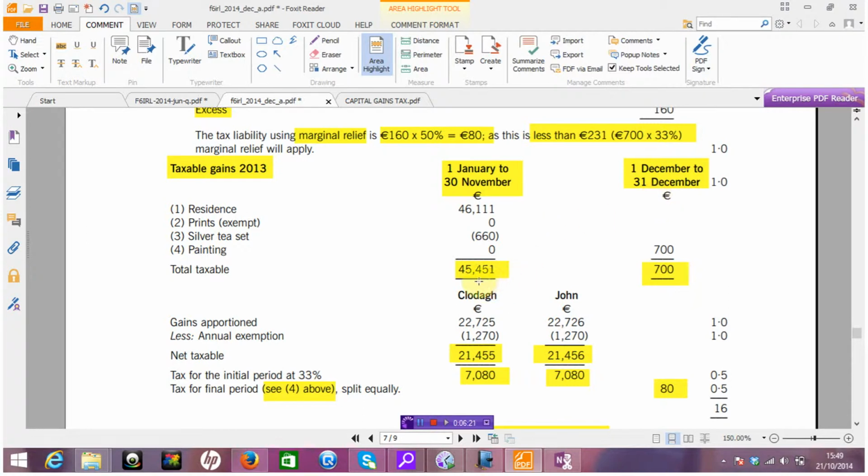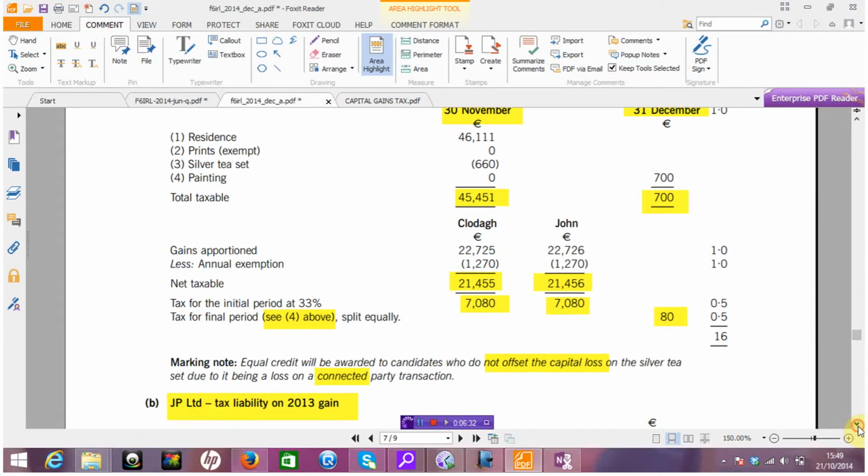Now given the fact that they're a married couple, we can just split the assets here, or indeed split the gains. You'll see that each of them has their own AE, and then they tax accordingly. So, aside from trying to get a fix on the key CGT rules within this particular question, do get a feel for how the examiner has structured his answer.